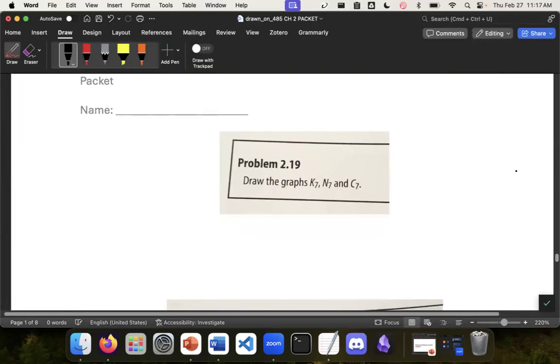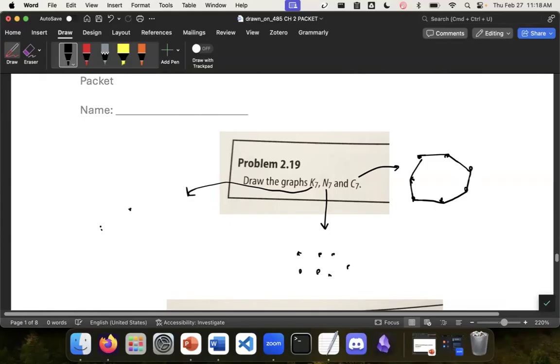We've got 3 minutes, so I know what N7 is. It's extremely boring. 1, 2, 3, 4, 5, 6, 7. Great, we did that. C7. You just go all the way around, right? It's a cycle. C for cycle. 1, 2, 3, 4, 5, 6, 7. Great.